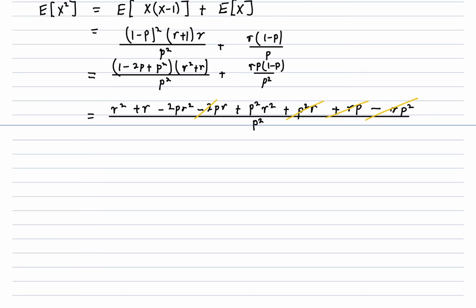And so we're going to just have that expression now. We'll rewrite it in a simpler form. That becomes r squared plus r minus 2pr squared minus pr plus p squared r squared. Put that all over p squared. And so far, so good.